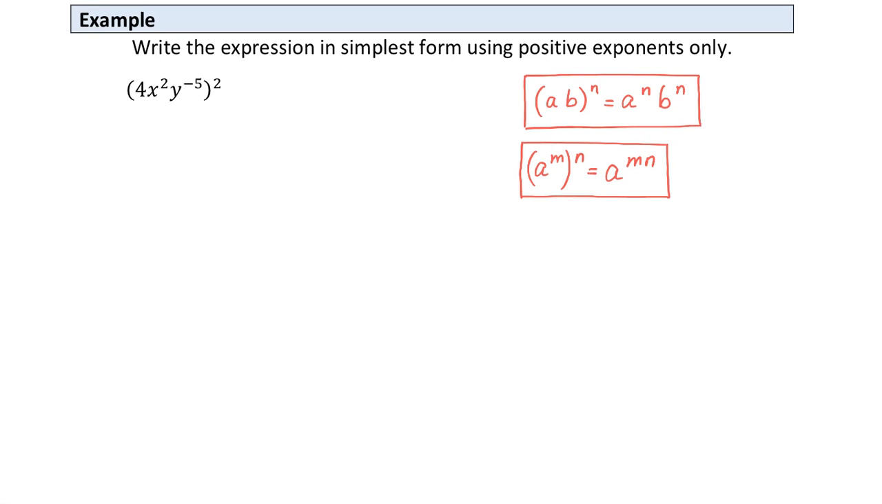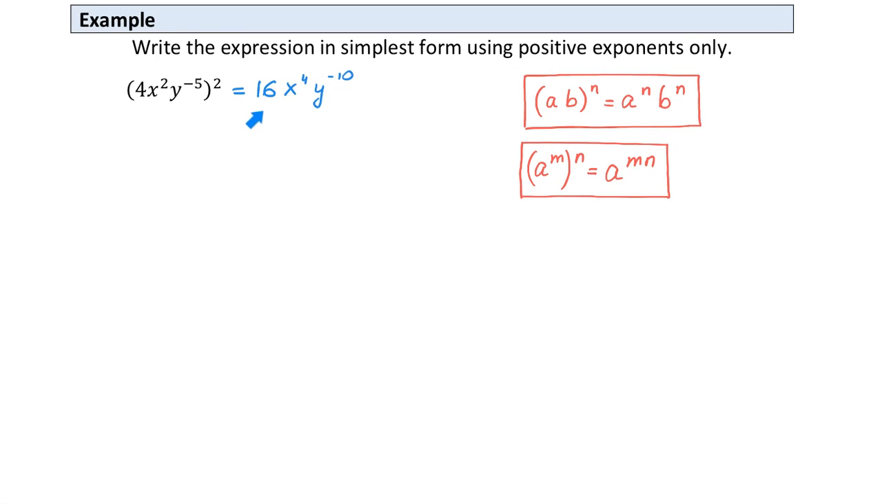So then, let's start by raising 4 to the power of 2. That will be 16. Then x squared raised to the power of 2 will be x to the power of 4, because we are multiplying the exponents, 2 times 2. So let's write x to the power of 4. Now y to the power of negative 5 raised to the power of 2 will be y to the power of negative 10, because we are multiplying negative 5 and 2. So let's write y to the power of negative 10.